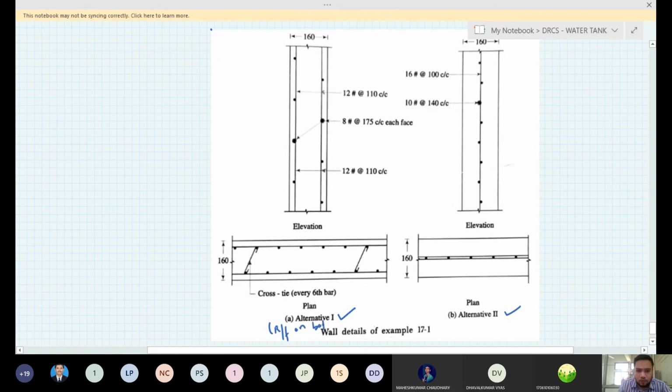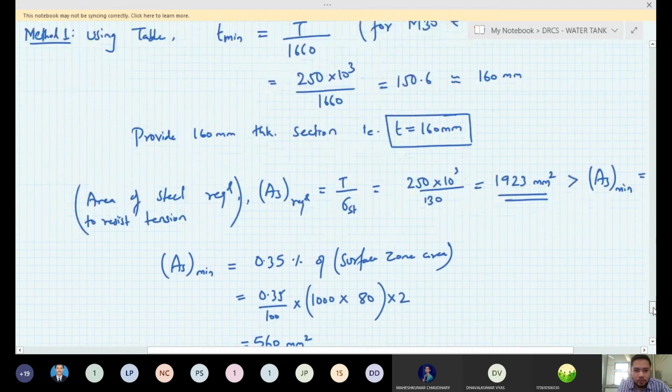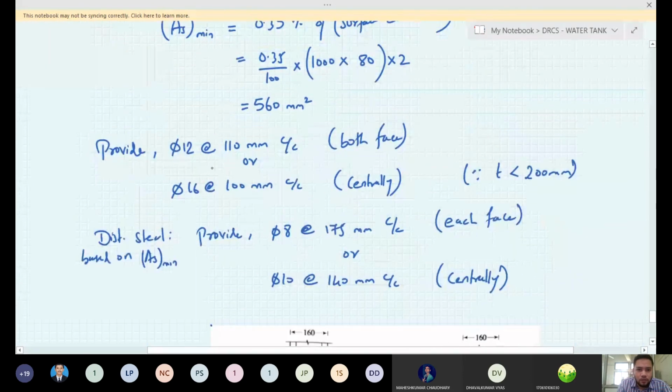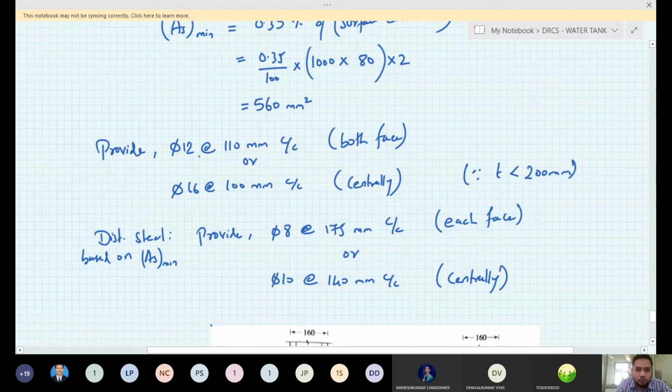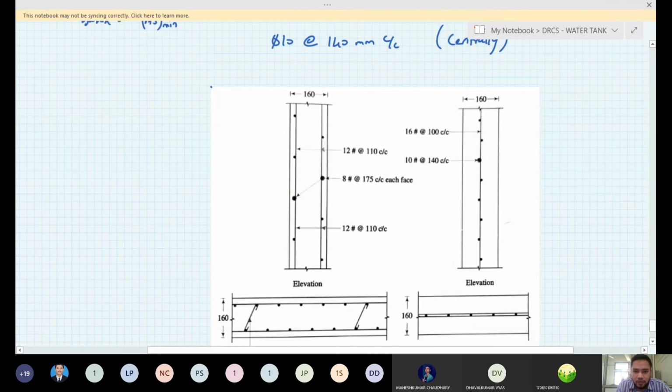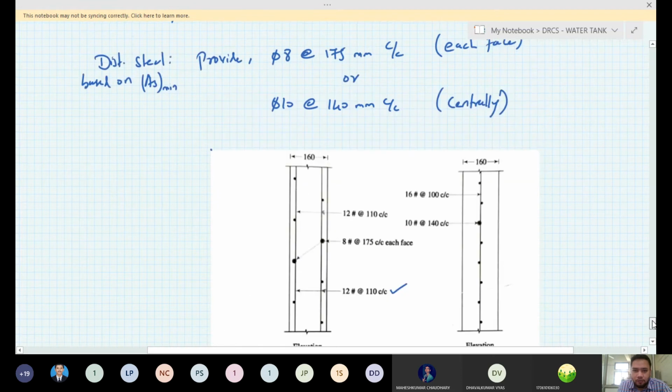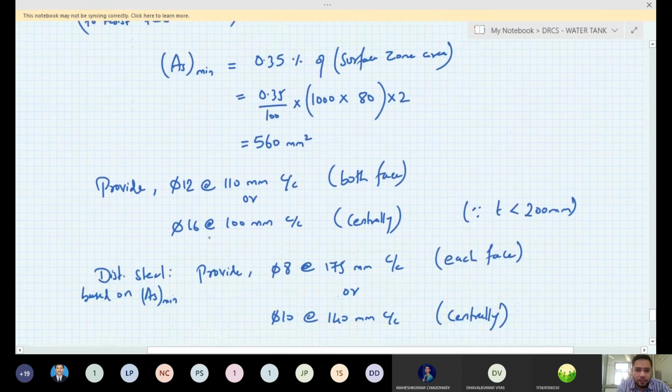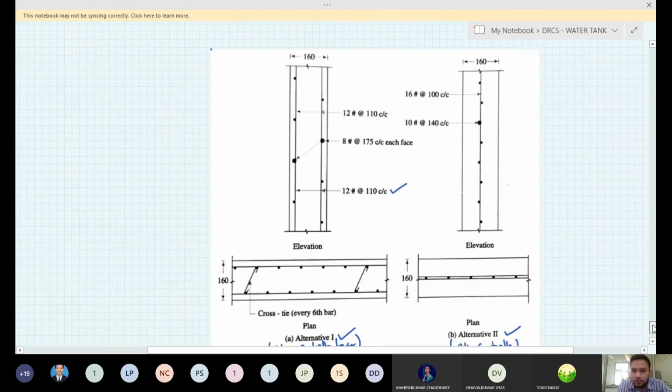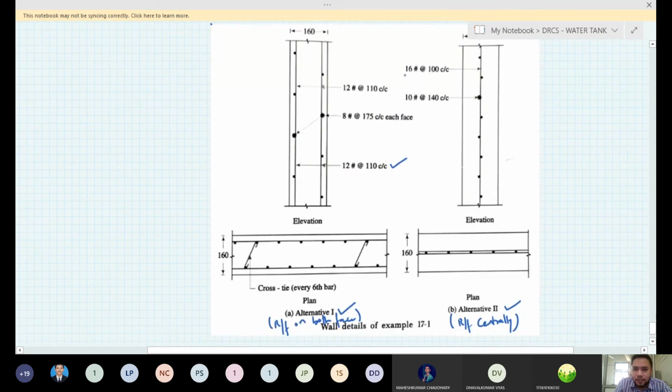Reinforcement on both faces, and here reinforcement is provided centrally. From the calculation, if you want to provide reinforcement on both faces, it is 12 dia 110 center to center on both faces, here as well as this. And if you want to provide it centrally, then it is 16 dia 100 center to center.